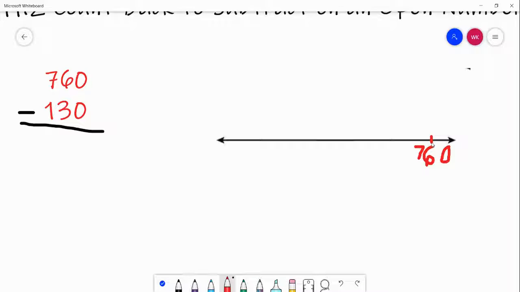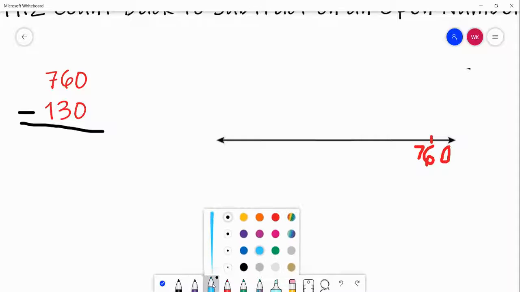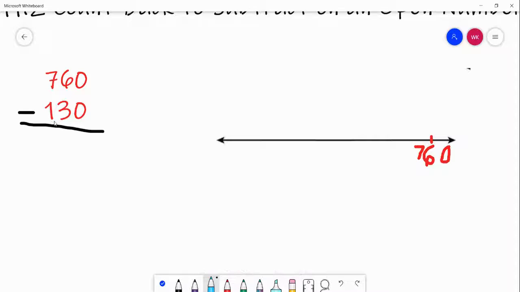Now we're going to be counting back to subtract 130. So the first thing that we want to do looking at our place value is we want to subtract that 100 first. We're going to start over here. We're going to subtract 100. So I'm going to jump back and I'm going to write in here that we subtracted 100. And now you're going to do 760 minus 100, which makes the difference of 660. So now we're at 660.